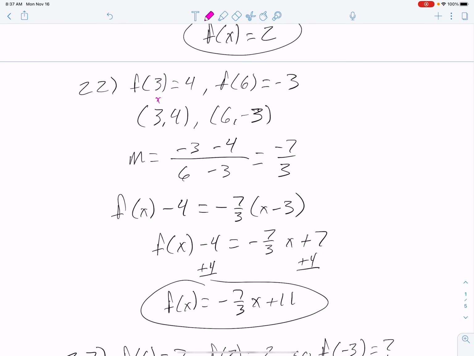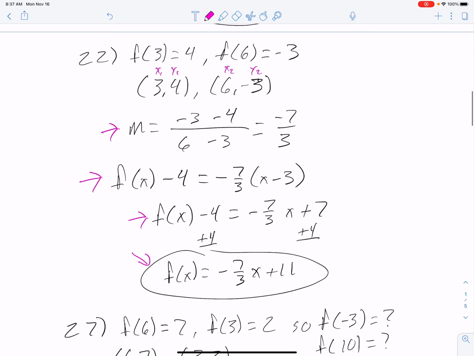22, again, took the time to list my ordered pairs, set up my slope. Once I had my slope, I set up my f of x minus a y coordinate equals -7/3, my slope in this case, times x minus my x coordinate, and then solved for f of x.